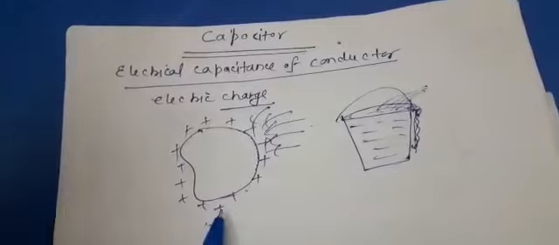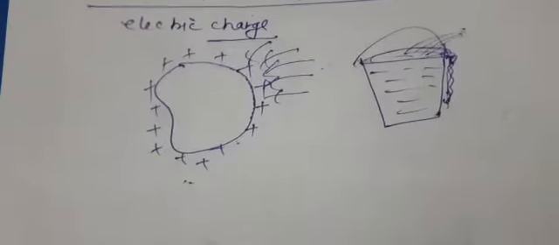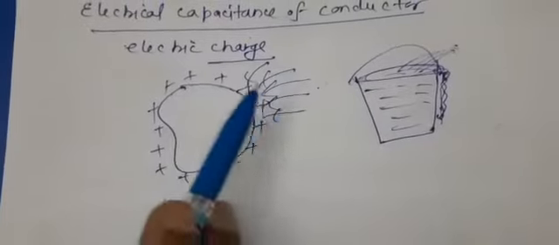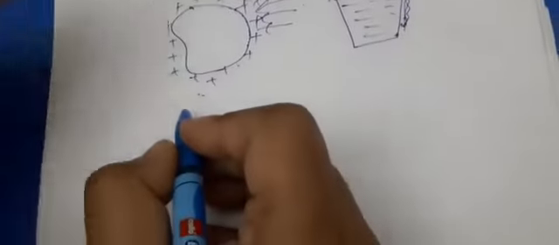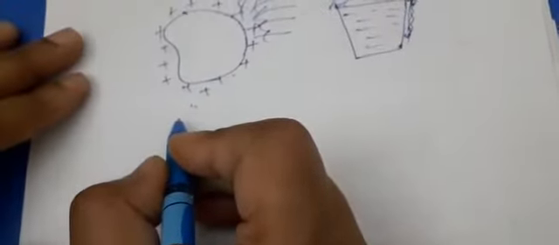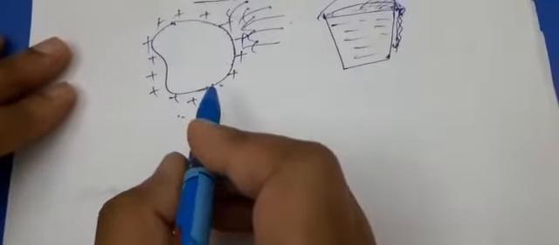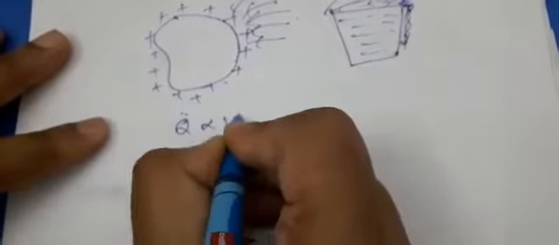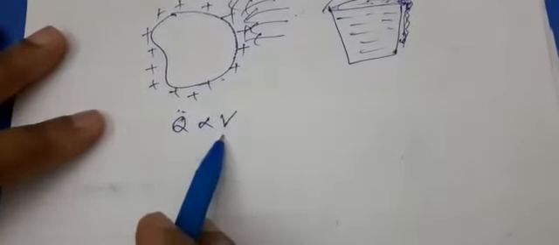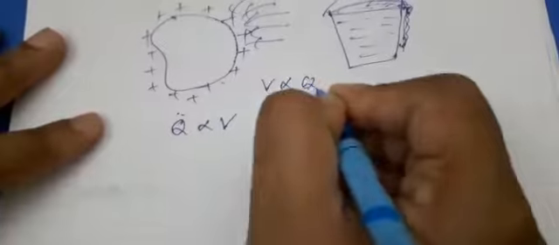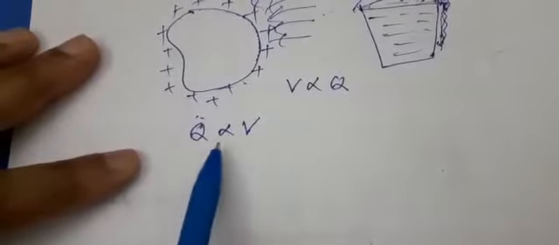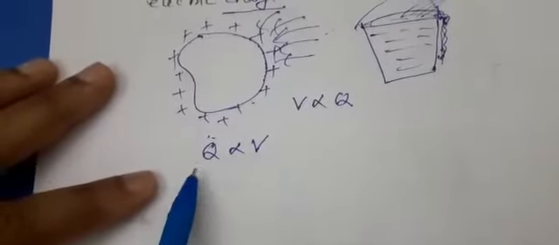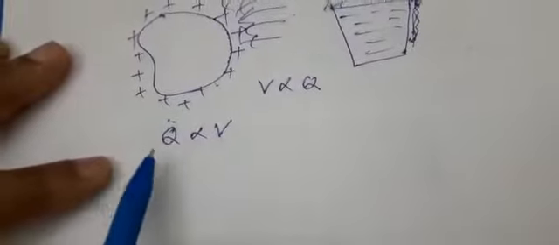surface. Now, when some conductor is given some charge, it acquires certain potential. As we know, potential is proportional to charge. The more charge given to it, the more its potential. When charge on the conductor increases, its potential also increases. We basically know that V is proportional to Q. But here, we will take it in the reverse order, that charge is proportional to potential. Potential increases, charge increases. Potential decreases, charge decreases.